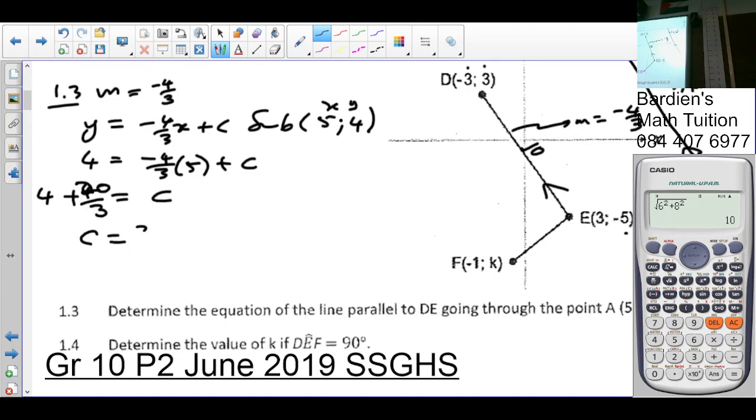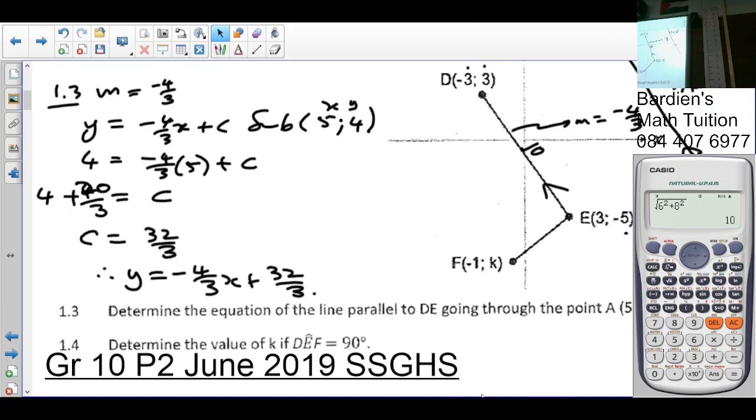So c is going to be 32 over 3. Is that correct? 32 over 3. So therefore your equation is y is equal to negative 4 over 3x plus 32 over 3. So put that in here. y is equal to negative 4 over 3x plus 32 over 3. Again, as you can see, we're populating the diagram. These diagrams are given in the exam, in your answer book. So you write it in the answer.